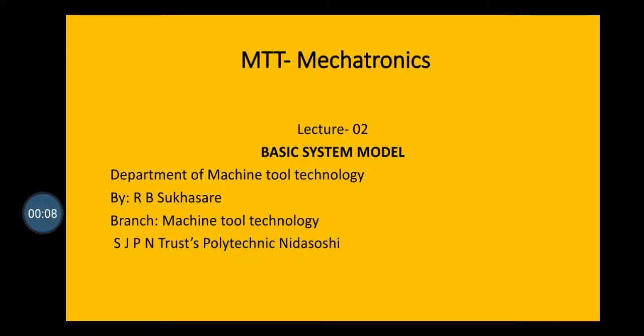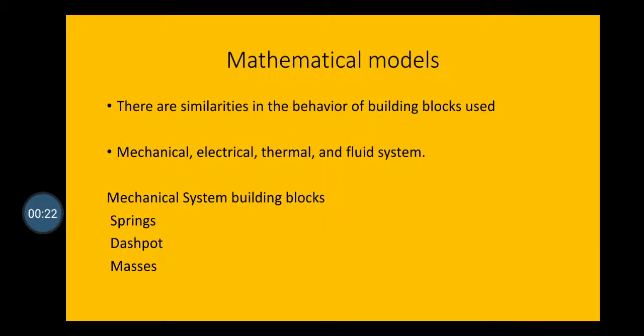Here in this video, we will see a revision second class. The chapter is Unit Basic System Model. Here, Basic System Model first discusses the mathematical model.